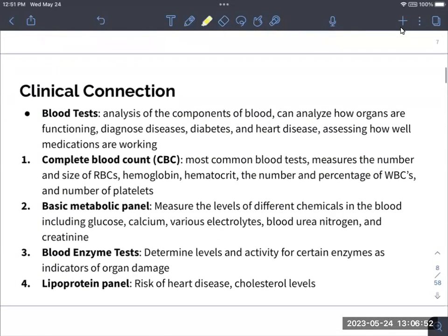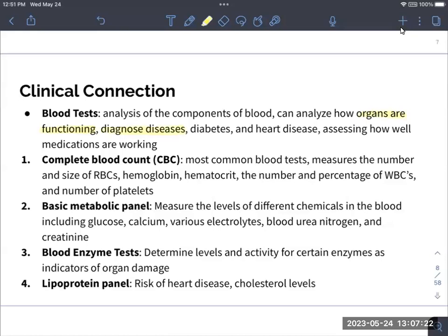So as I mentioned, blood tests. There's a lot of different blood tests. Blood tests can give us an idea of what is happening inside the body. These are the easier, the least invasive types of tests that can be done to find out what's happening on the inside. So we can look at how organs are functioning just by a blood test. Again, we diagnose different diseases.